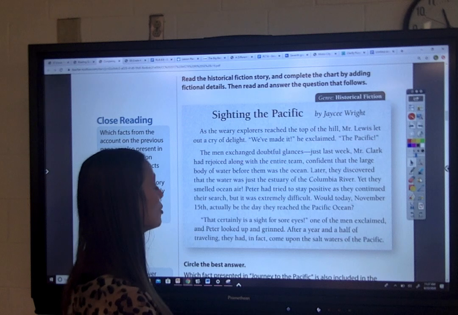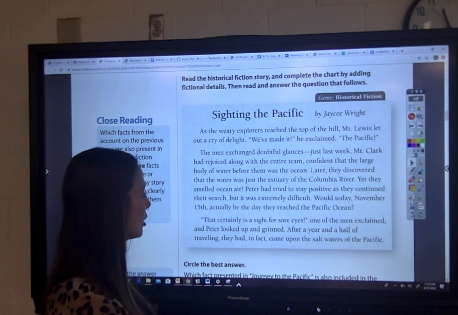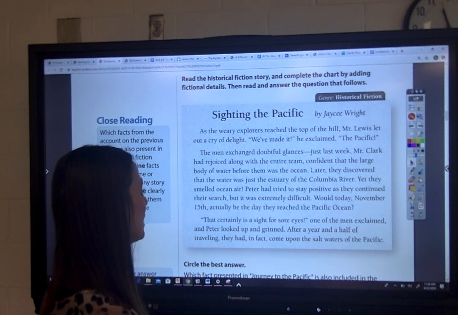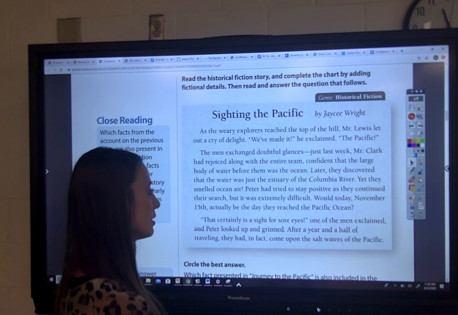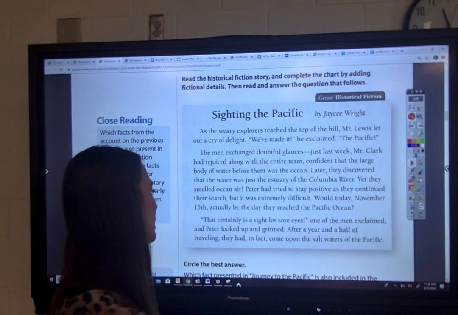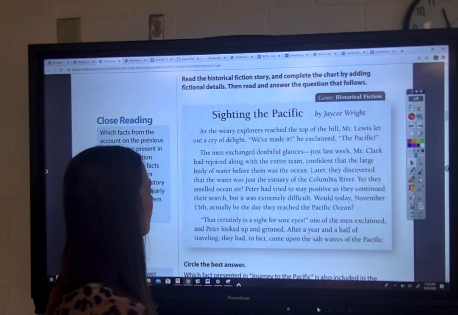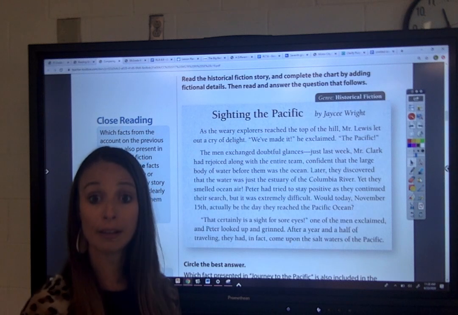Yet they smelled ocean air. Peter had tried to stay positive as they continued their search, but it was extremely difficult. Would today, November 15th, actually be the day they reached the Pacific Ocean? "That certainly is a sight for sore eyes," one of the men explained, and Peter looked up and grinned. After a year and a half of traveling, they had in fact come upon the salt waters of the Pacific.